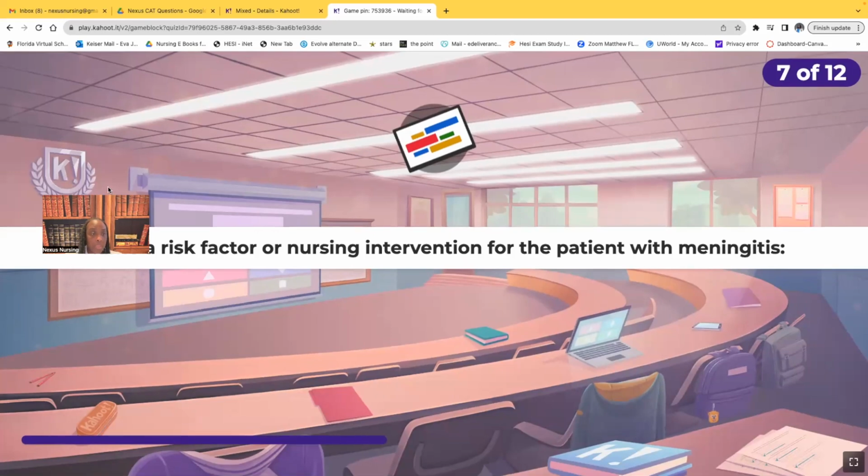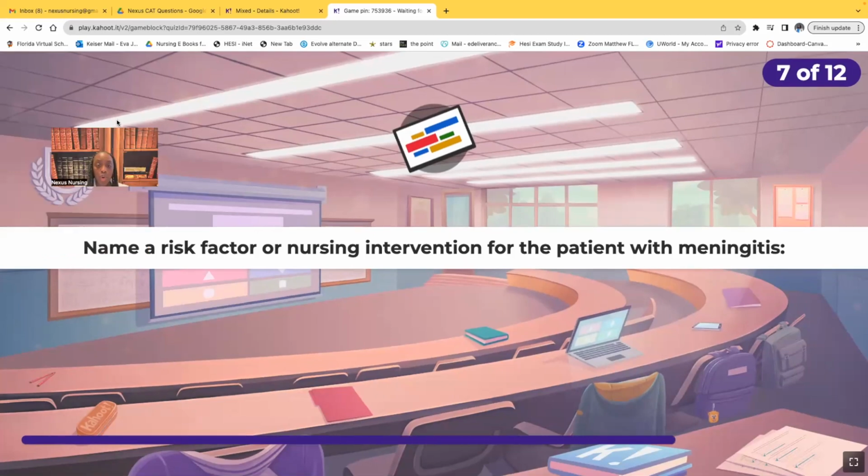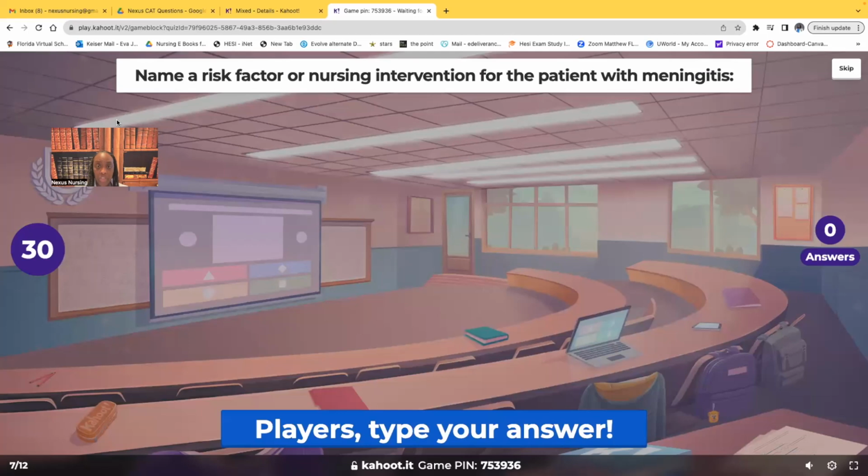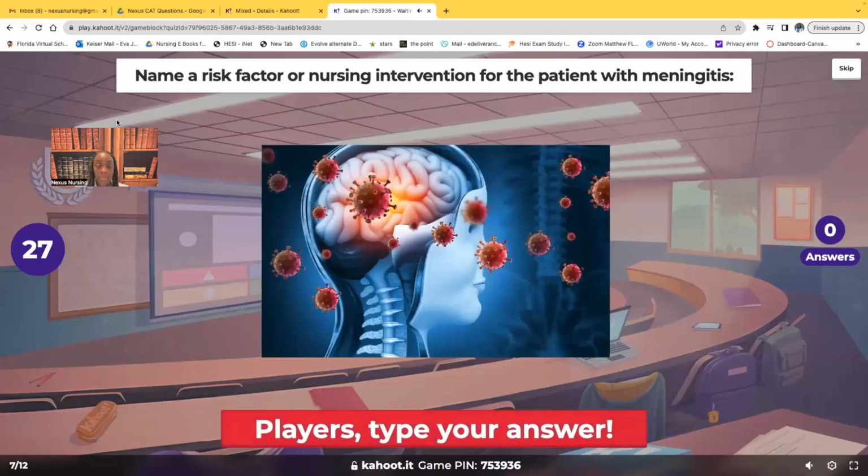Next question, what does this say? Name a risk factor or nursing intervention for the patient with meningitis. So I'm giving you two options, guys. Either name a risk factor for a patient with meningitis or name a nursing intervention. What is something you do for a patient with meningitis?